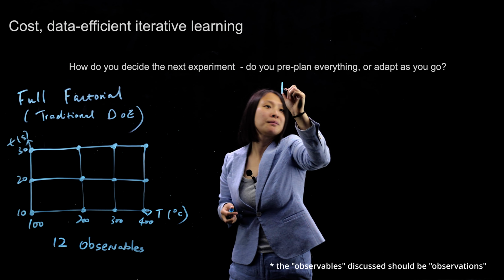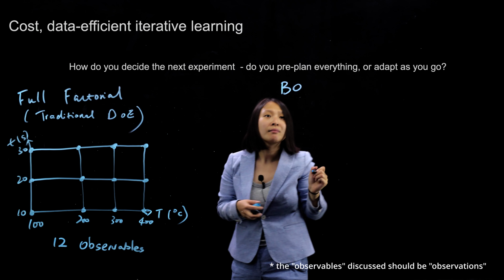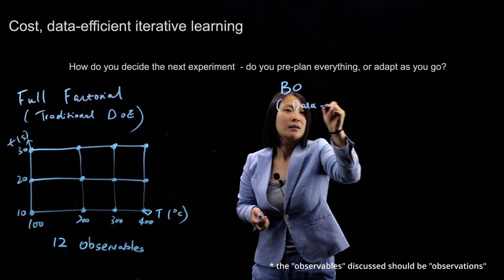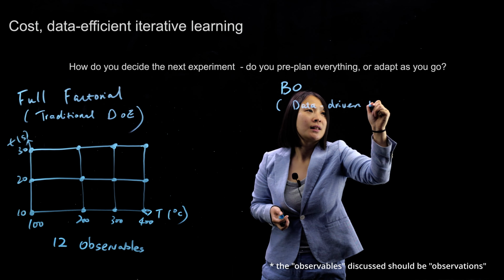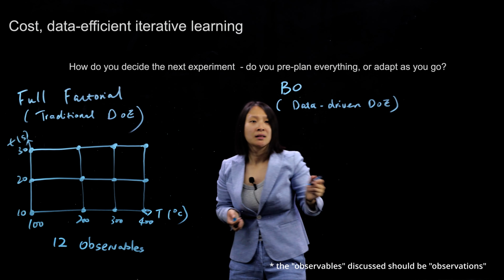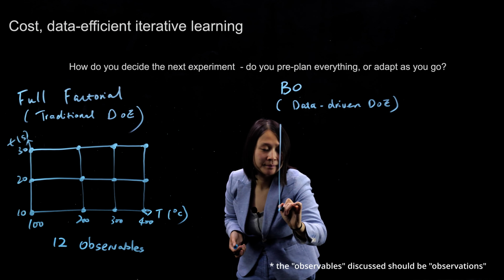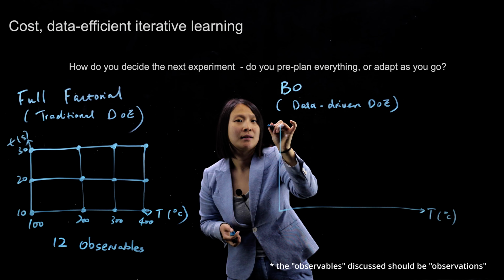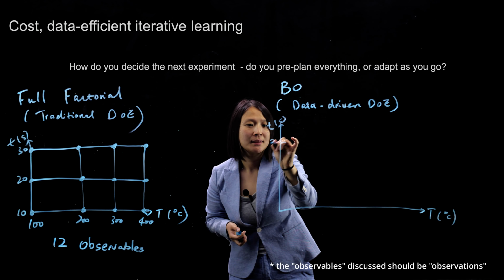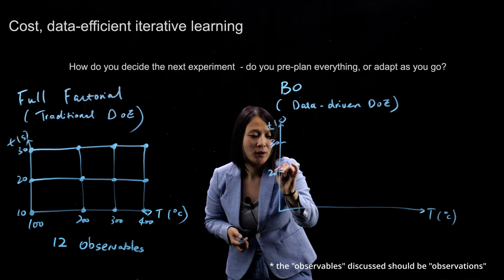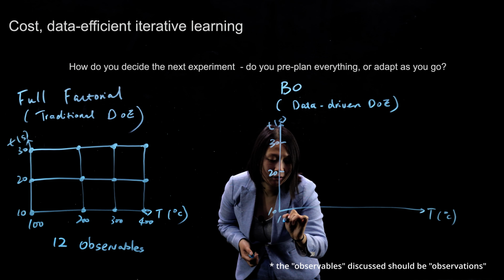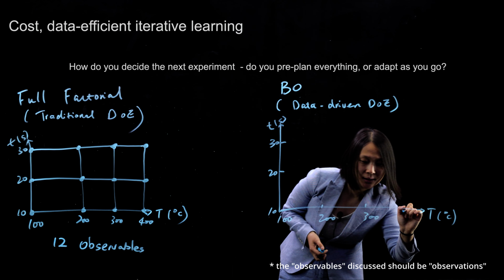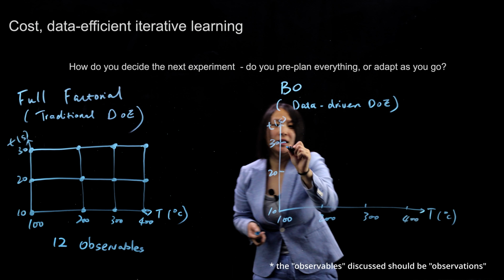With BO, it's a kind of data-driven design of experiment. We still have our grid. So temperature, time, say this is 30, 20, 10, and we have 100, 200, 300, and 400. And we have our grid.